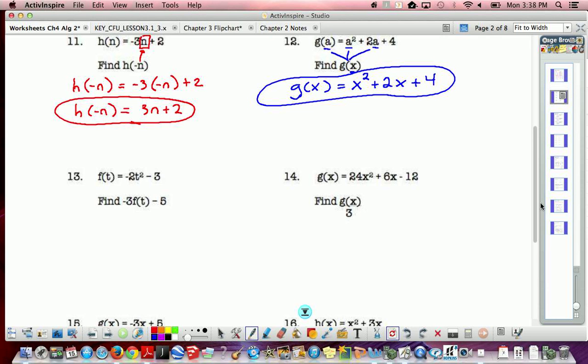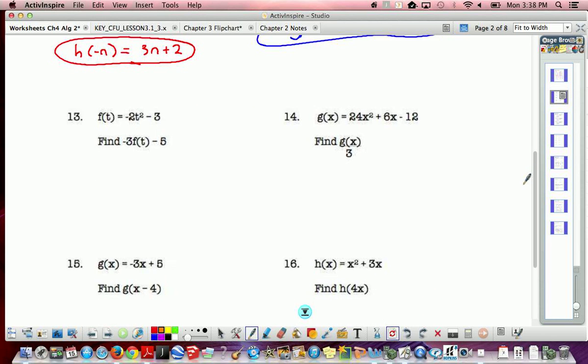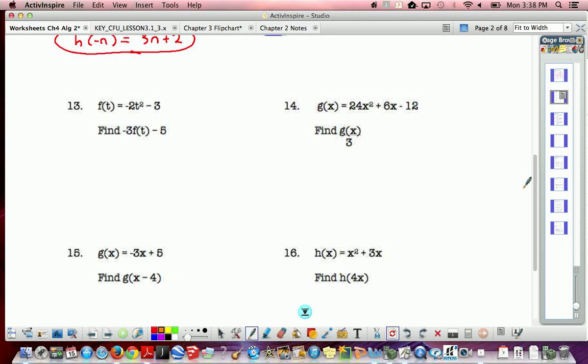Moving on to number 13. 13 says f of t equals negative 2t squared minus 3. This one says find negative 3 f of t minus 5. So I'm going to replace this f of t with what it equals here, negative 2t squared minus 3. So I have negative 3, replace the f of t with negative 2t squared minus 3, and I still have this minus 5.